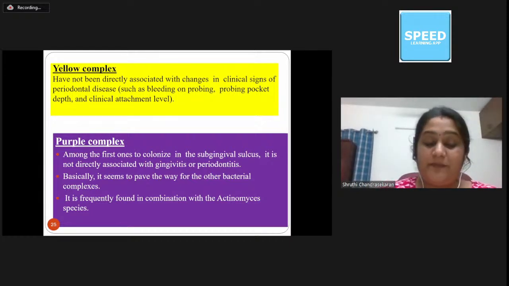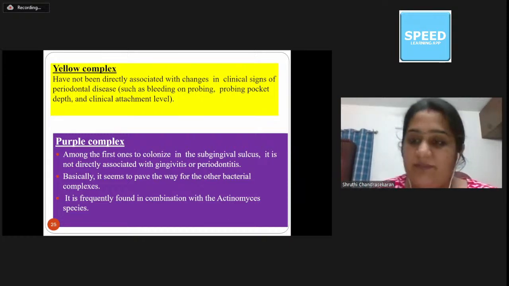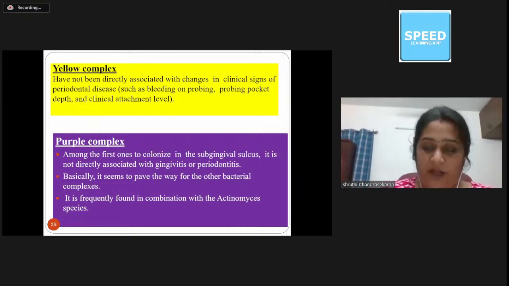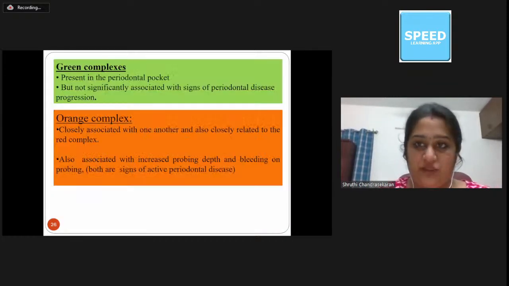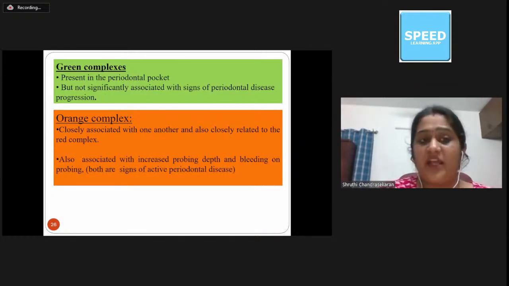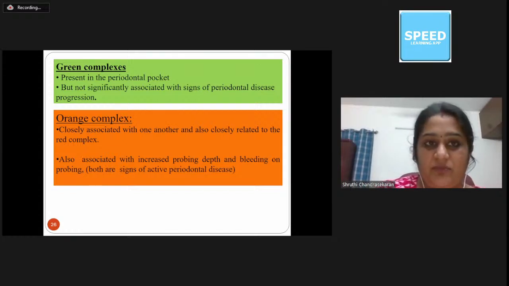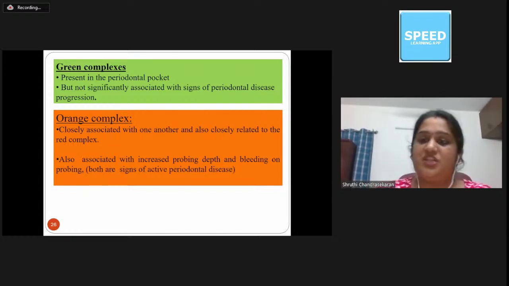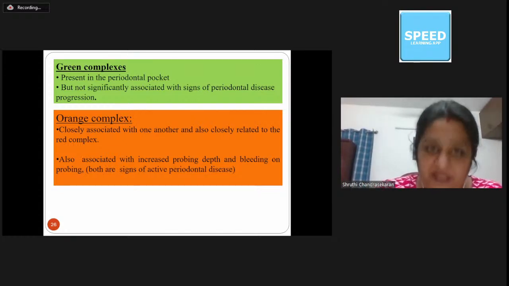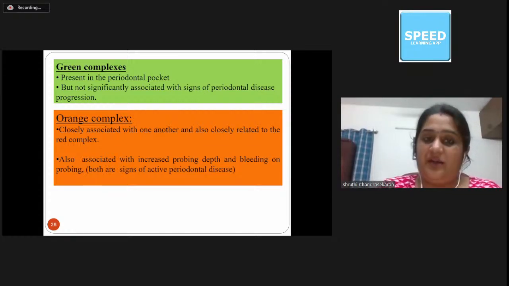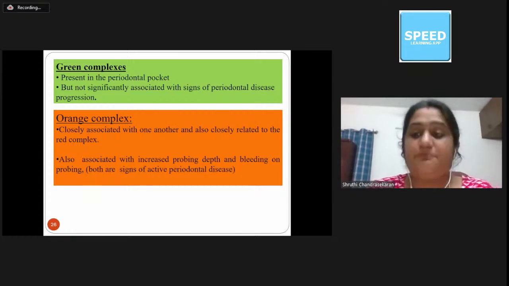The purple complex are the first ones to colonize in the subgingival area, and it has also not been found to associate with gingivitis or periodontal conditions. It seems to pave the way for the other bacterial components to come into action. It is frequently found in combination with the Actinomyces species. The green complex bacteria, which is mainly the aggregative bacteria Aggregatibacter actinomycetemcomitans, is usually found in association with a pathologic periodontal pocket. But it is also not found in severe stages of periodontal disease progression.